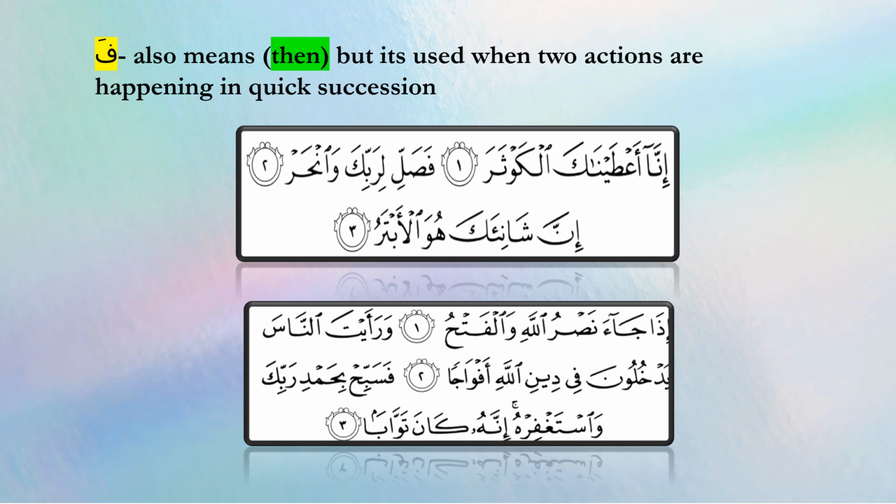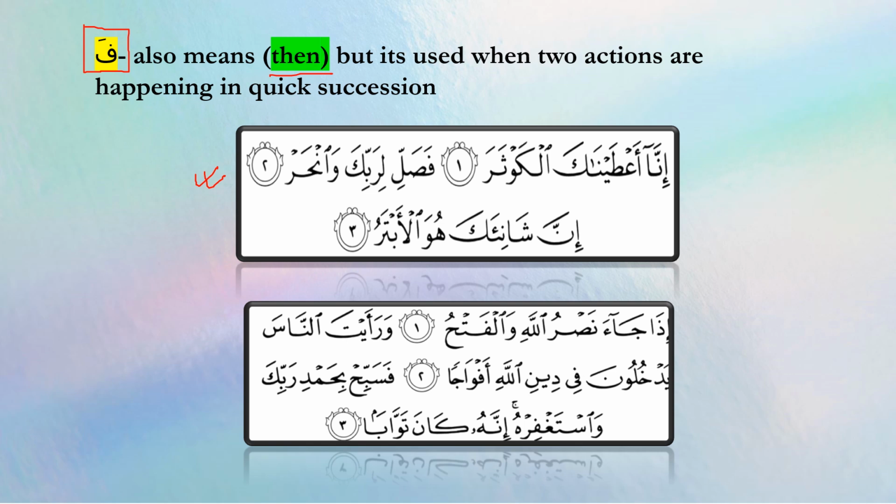Fa with fatha, as you can see here, the structure is just one letter, just like wa with fatha. This is also one letter, a harf with fatha. Fa means then. So it is also literally translated as then in English, and it's used when two actions are happening quickly, one after another. So in the example here in the Quran, you will better understand how fa is used and why fa is used and not wa.